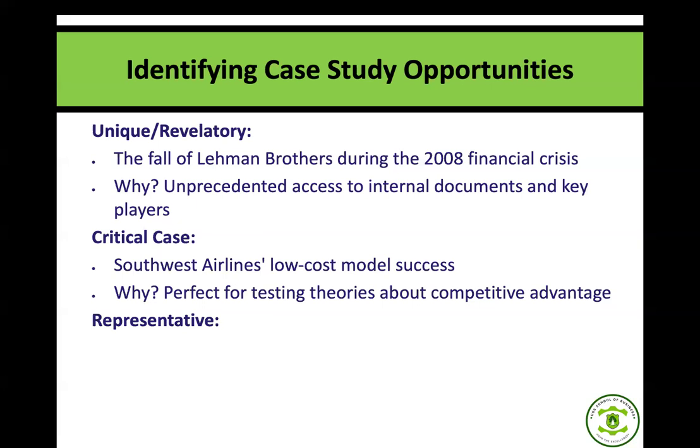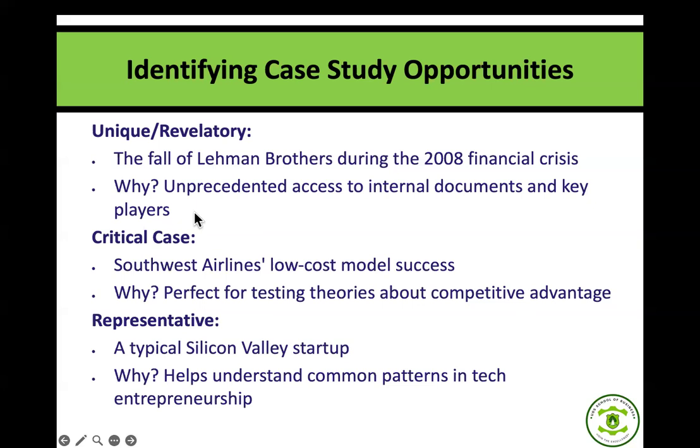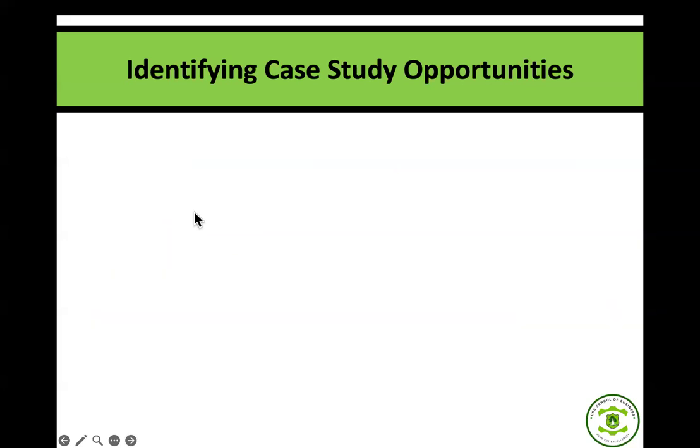We could also look at it in terms of its critical nature. Critical cases are also something we can use because they are perfect for testing theories about competitive advantage and many other things. Then we also have representative cases, which can help us to understand patterns in a particular situation or phenomenon. Then apart from that, the issue of longitudinality is also very important when we are looking at a case study. It also offers unique insights into organizational change over time in terms of our research development.